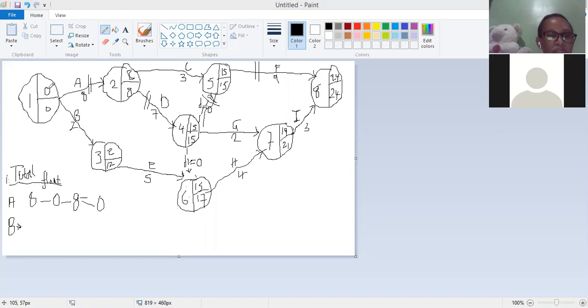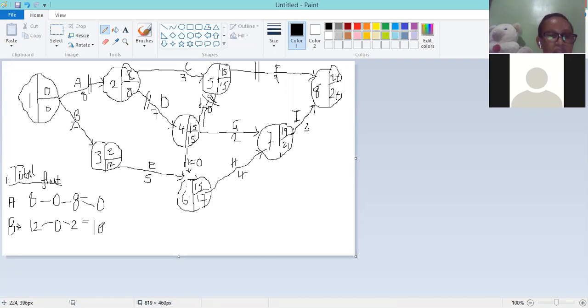How do I compute the total float? I'm going to consider 12 as the latest event time of number 3. Then I'll minus 0 as the earliest event time of number 1. And I'll also subtract the duration of the activity, B here. Let's see how much our space time would be. 12 minus 0 minus 2, the duration of the activity, giving us a value of 10.